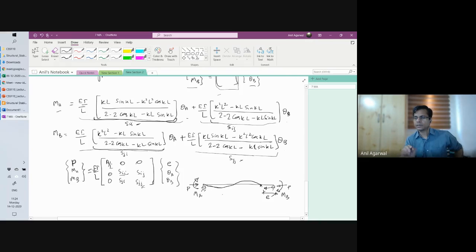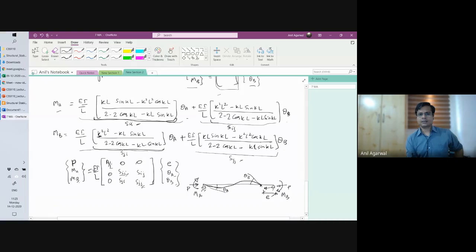action. I'm assuming it's partial coupling, but the rotations theta A and theta B are affected by not only MA and MB but also the presence of P. So that K term basically corresponds to P. Got it? So because of that, I will have some theta A, theta B. And that's all the things here.